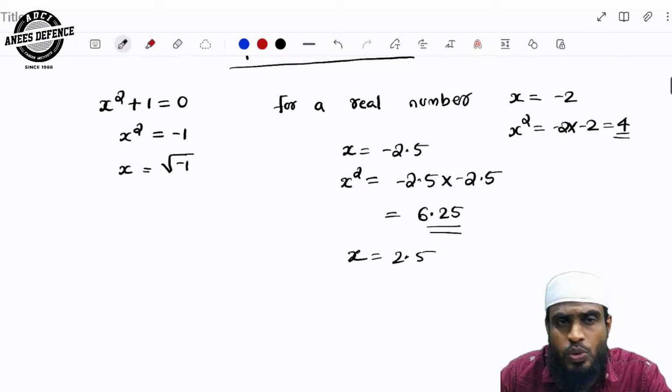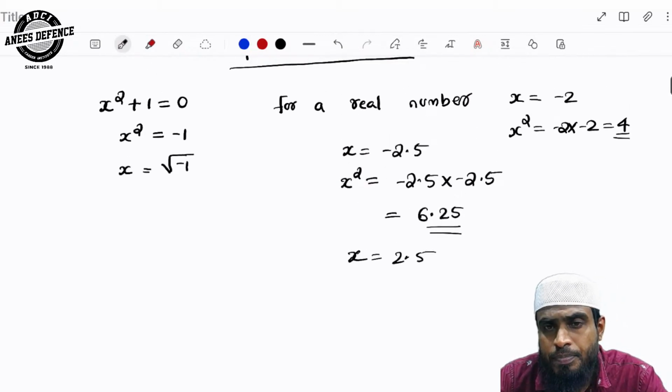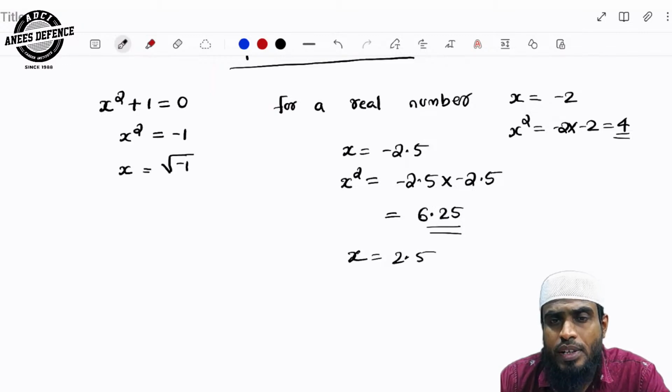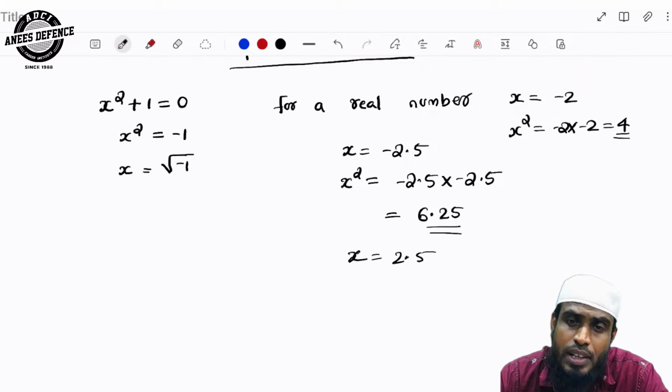So x square is equal to minus 1. For a solution of x, you will not get a real number, because for a real number, the square cannot be a negative value. So for the solution of x square is equal to minus 1, you have to get some other number which is not in the real world, that we will call imaginary numbers. That is complex number.